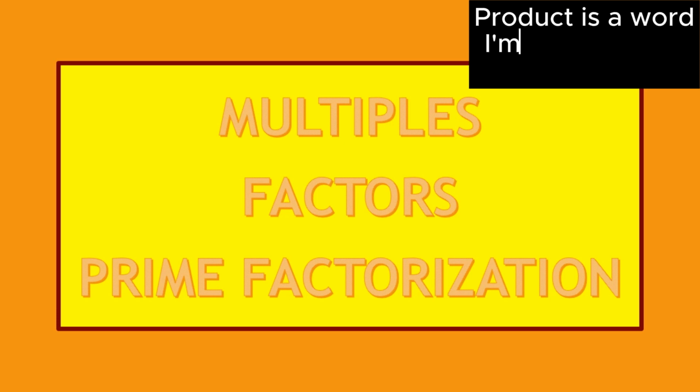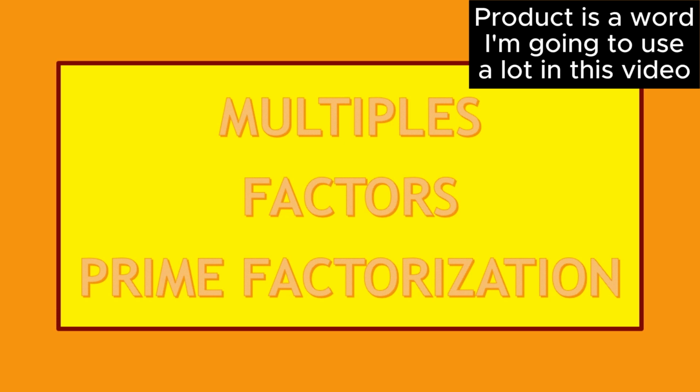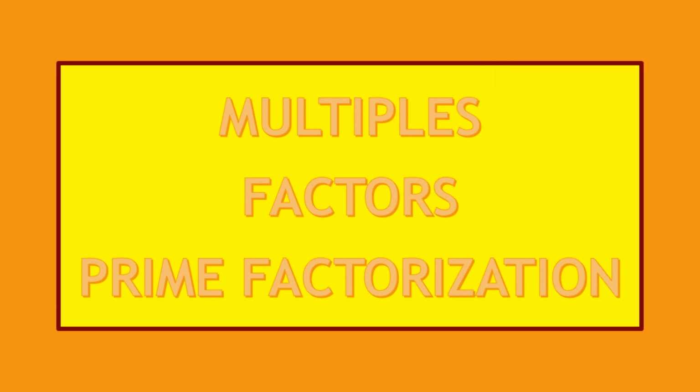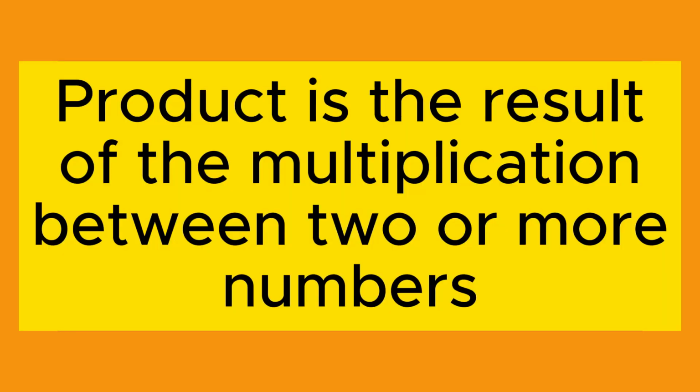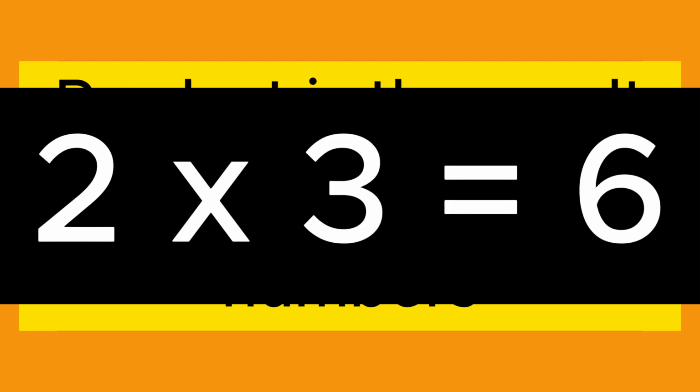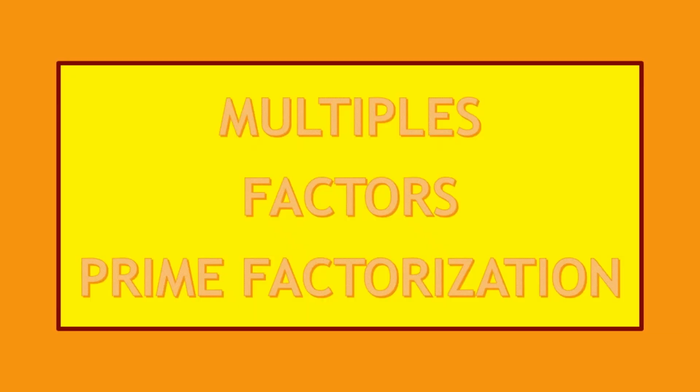Product is a word that I'm going to use a lot in this video. And in case you don't remember or know, product is just the result of the multiplication between two or more numbers. For example, 2 times 3 is 6. Therefore, 6 is the product of 2 and 3. Alright, stay tuned as these terms are going to be explained in detail.